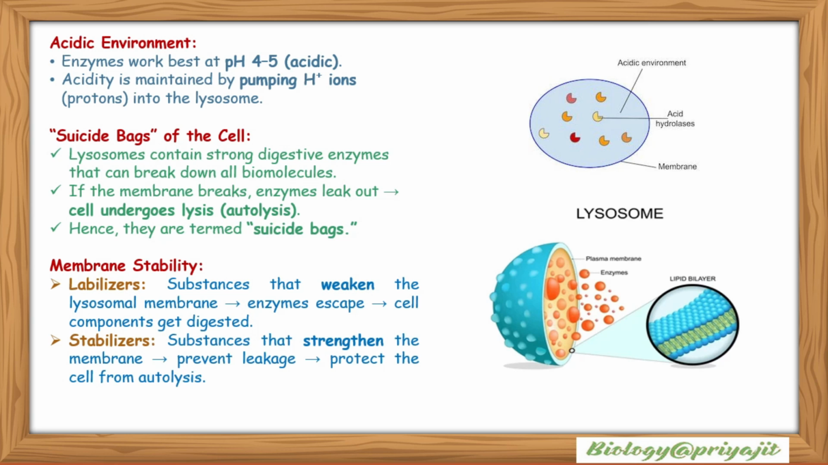Suicidal bag of the cell. Lysosomes contain strong digestive enzymes that can break down all biomolecules. If the membrane breaks, enzymes leak out and the cell undergoes lysis or autolysis, hence they are termed suicidal bags. Membrane stability. Labilizers are substances that weaken the lysosomal membrane; when enzymes escape, cell components get digested. Stabilizers are substances that strengthen the membrane, prevent leakage and protect the cell from autolysis.